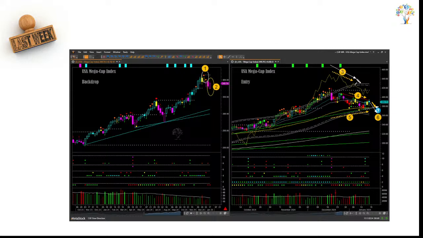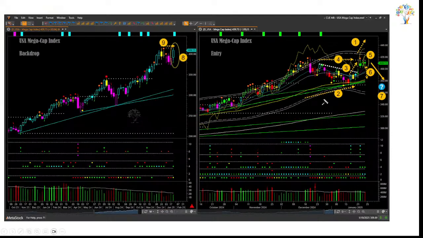Mega cap index was underperforming. I showed it in detail, but the supports work well. The resistances work well. Tough nuts to crack. It did not break the support. How did it close this week? It did not break the support. Instead, it broke the trend line resistance.